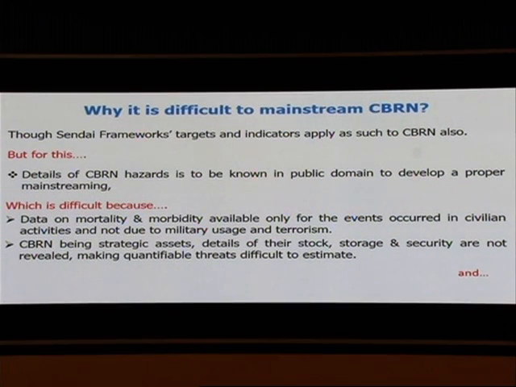Why is it difficult to mainstream? Because it's a very sensitive issue, as we again said, but the Sendai framework targets apply to the CBRN mechanism also. As member Kamal Kishore said, we have to look at the all-hazard perspective when we develop the framework for implementing the Sendai indicators. These threats are increasing day by day.